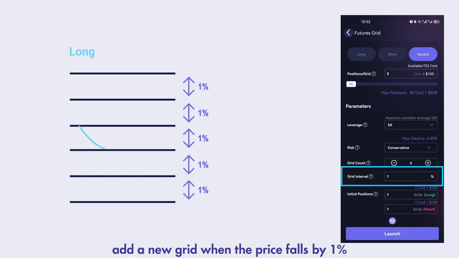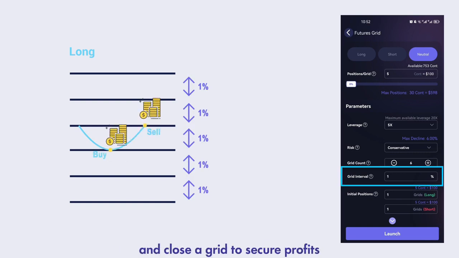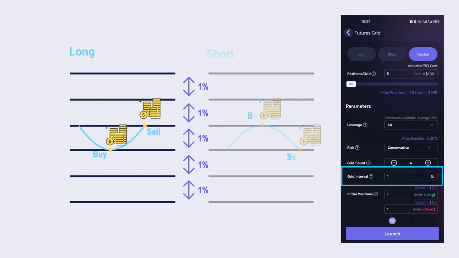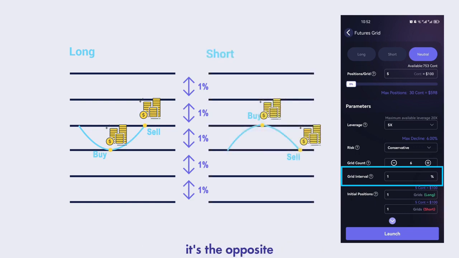The long bot will add a new grid when the price falls by 1%, and close a grid to secure profits when the price rises by 1%. For the short bot, it's the opposite.